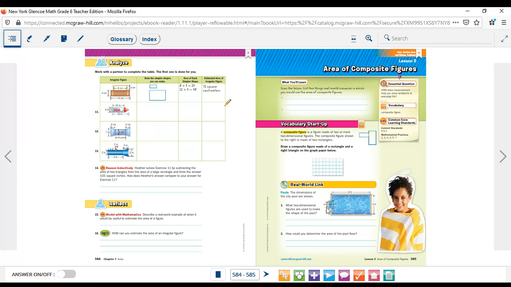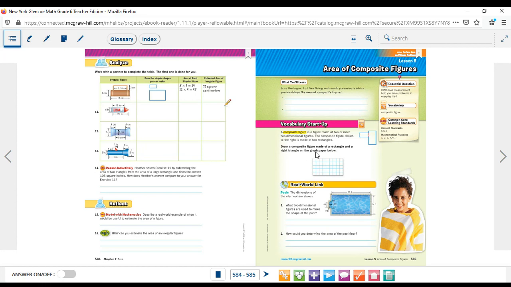We're on page 585. Lesson number 5. It says a composite figure is a figure made of two or more two-dimensional figures. The composite figure shown to the right is made of two rectangles. So there's a rectangle here, there's a rectangle here. They put them together. It forms what's called a composite figure.